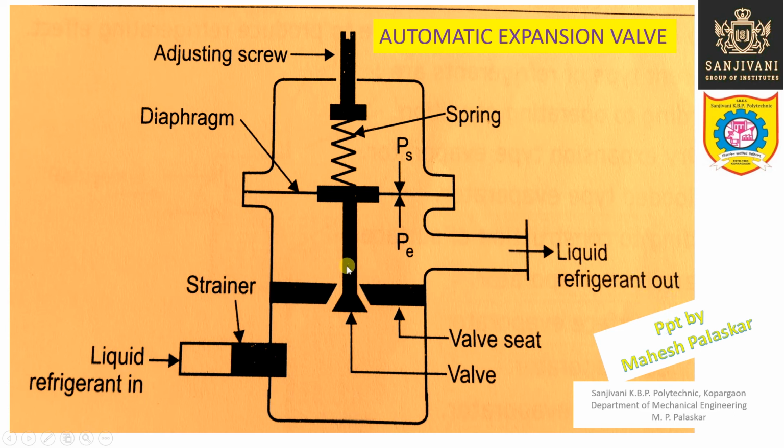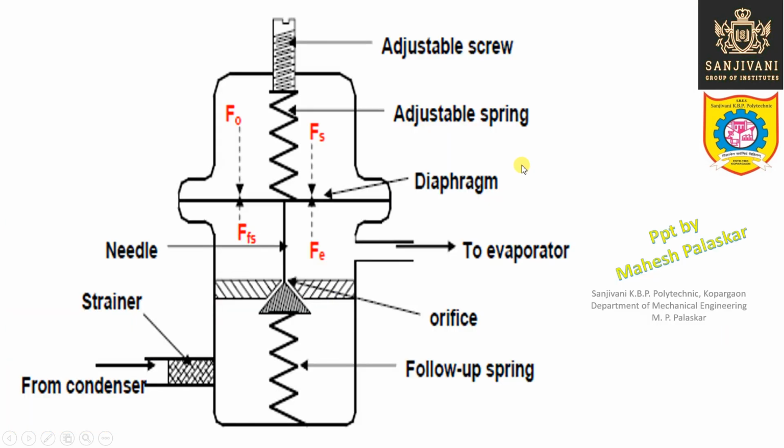So the main function of this automatic expansion valve is to control the flow rate of the refrigerant which is passing from the condenser to the evaporator. So the refrigerant liquid from the condenser is entering from here, and it is leaving from this particular automatic expansion valve, and it is going to the evaporator. So this is how the automatic expansion valve works. So this is one more figure of the automatic expansion valve.